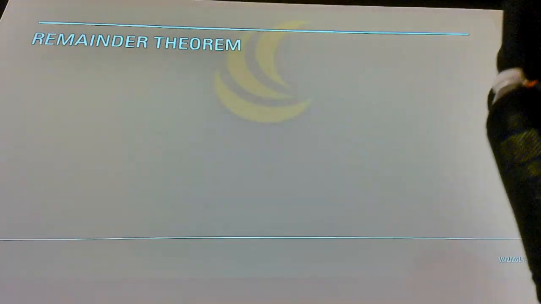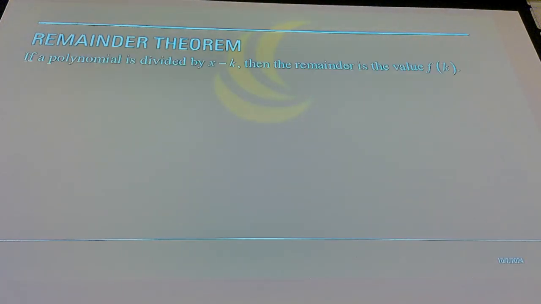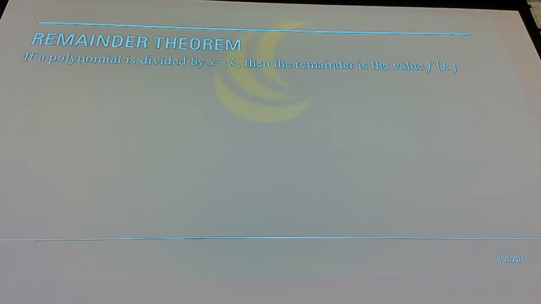We have to find zeros of polynomials. So there are several theorems we need to do this. First up, the remainder theorem, which states if a polynomial is divided by x minus k, then its remainder is the value f of k.